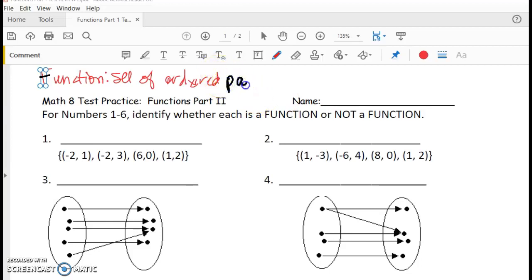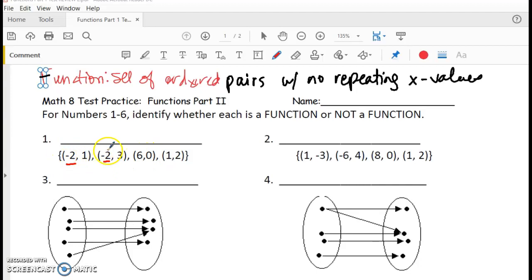Function: ordered pairs with no repeating x values. Oh yeah, your name goes right there. Everything I write, I expect you to write. Okay? So it's not going to be that hard. All right, so we look here, we see those two. If I underline something, then you underline it.